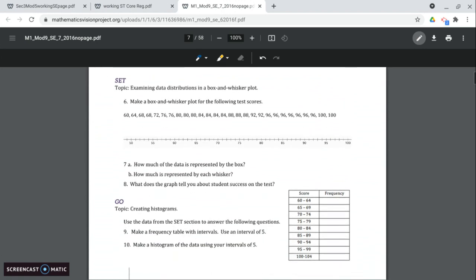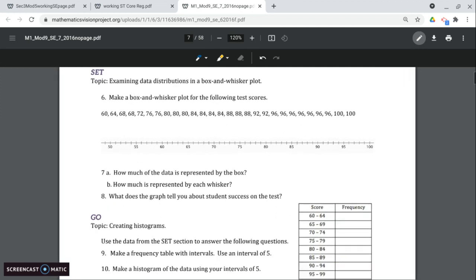All right, examining data distributions in a box and whisker plot. Make a box and whisker plot for the following test scores. So we have 60, 64, 68, 68, 72, 76, 76, 80, 80, 80, 84, 84, 84, 84, 88, and so forth. There's a lot of values there. What we want to find is the middle value. A box and whisker plot really focuses on the median and then interquartile ranges. So we want to find the median of this.